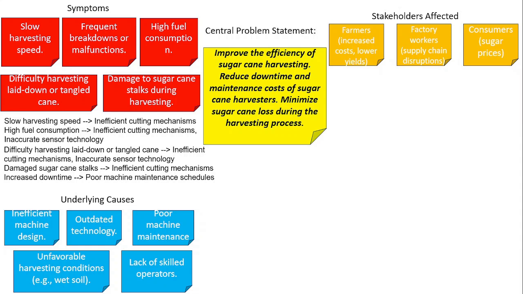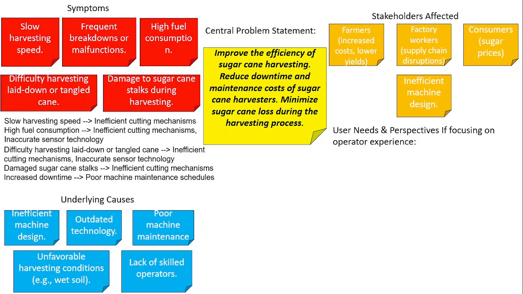And consumer sugar prices, when the harvesting prices increase and the farming prices increase, automatically sugar price also increases, so the consumer got the problem. And inefficient machine design, which is collected from farmers. So these are all the stakeholders' pain points on their previously available sugar machines. Then user needs and perspectives, if focusing on operator experience.